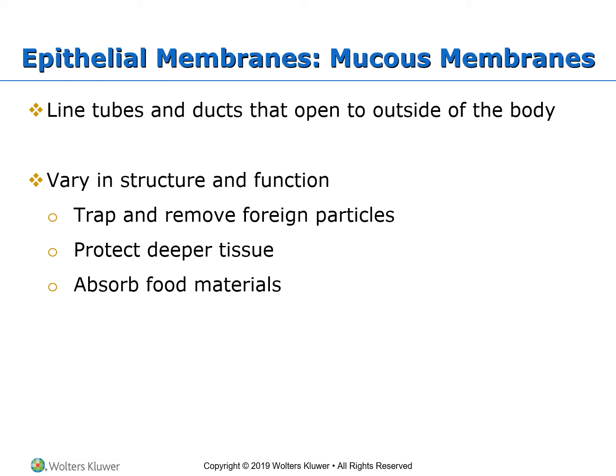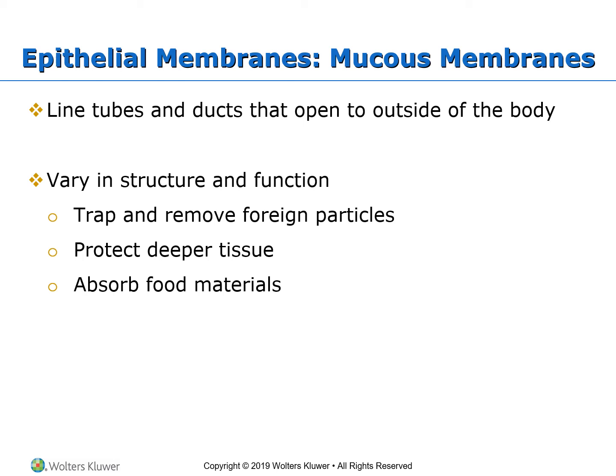Another type of membrane will be the mucous membrane. And again, it's named like that because it contains a high quantity of goblet cells that will produce the mucus. So where do we find this kind of membranes? Well, we'll find them mainly lining the digestive, respiratory, urinary, and reproductive systems.